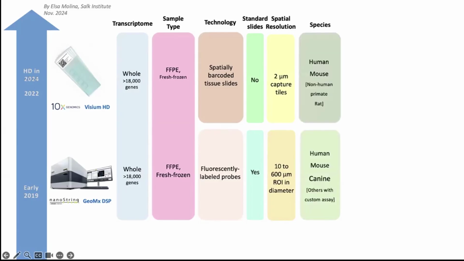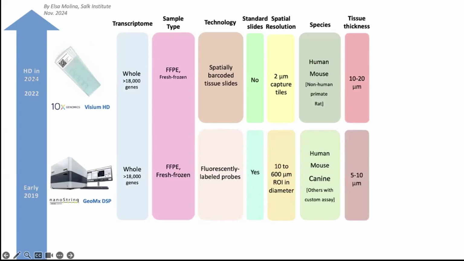The species that you can run: human, mouse, non-human primate, and rat on Visium HD. With the GeoMx, it's pretty broad. They provide panels for human, mouse, and canine, but you can also work with them if you have other species that you would like to work with, and they can make custom assays.